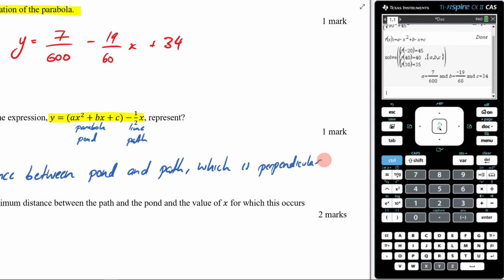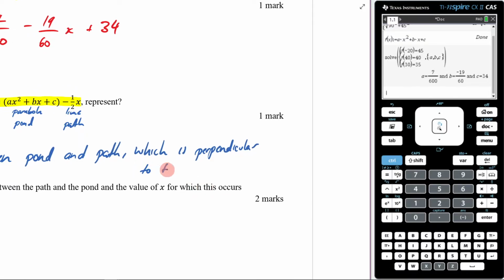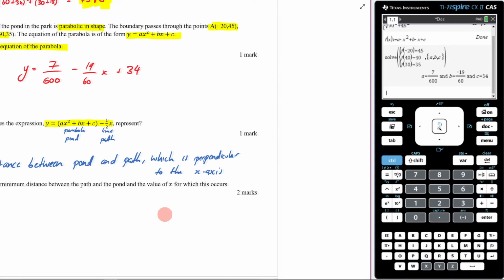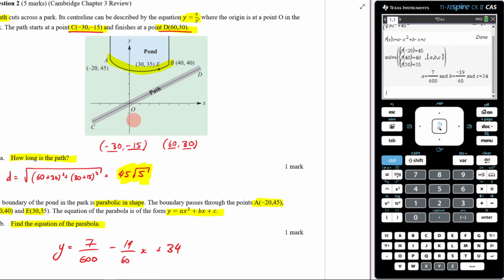Perpendicular to the x-axis. So that's what you're doing. And let's just consider this for a second. So let's come up here.